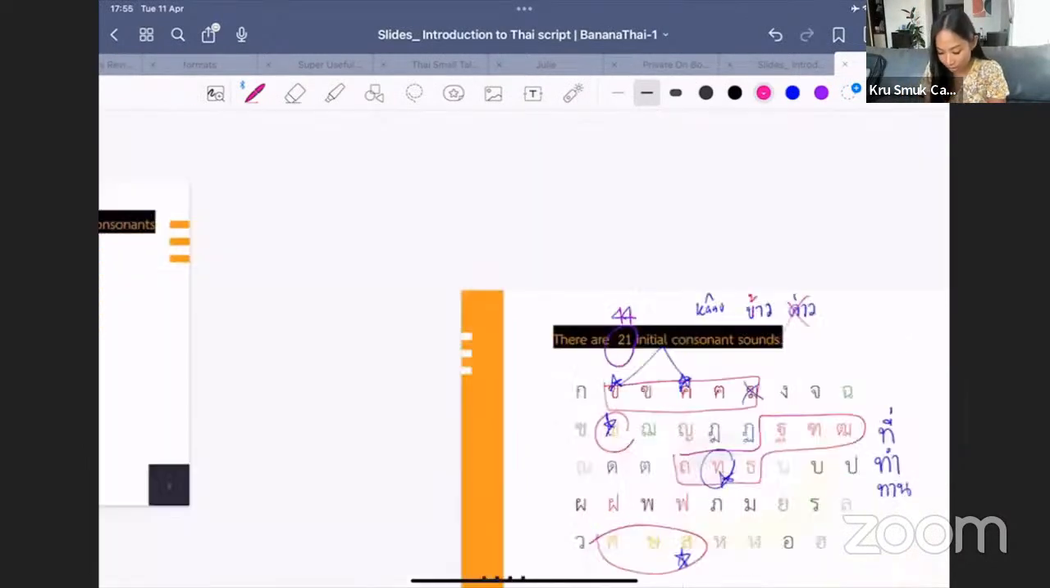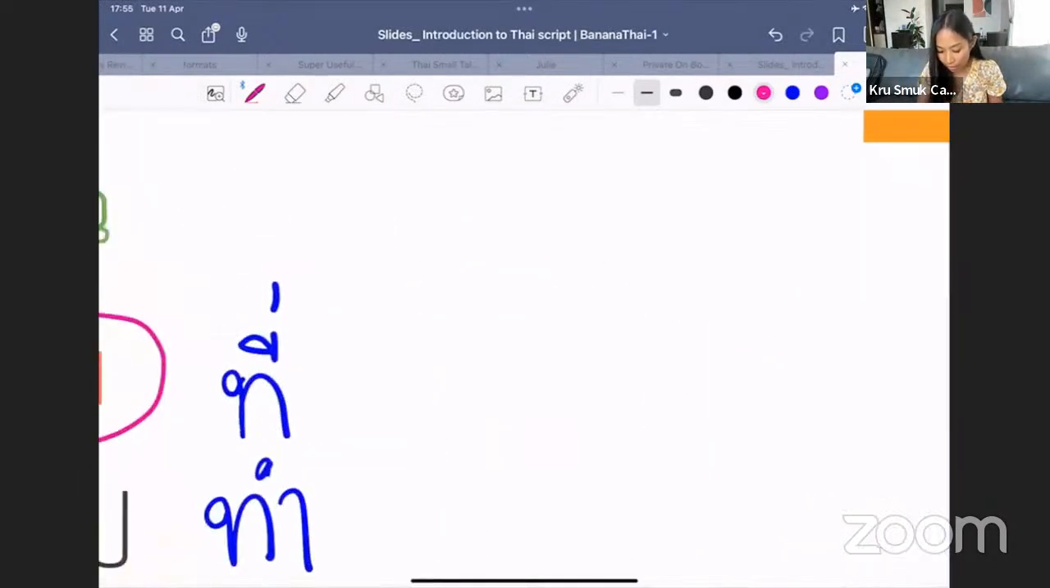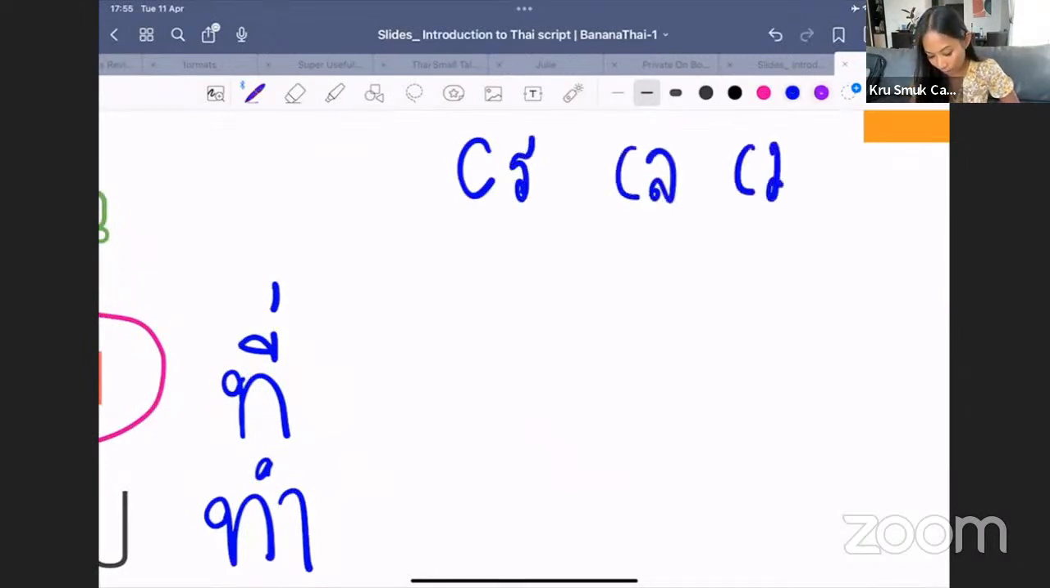So for the cluster, there are surely three. Basically, I write C for consonant, okay? And then you can say cluster, which is รอเรือ, ลอลิง or วอแหวน. There are only these three.